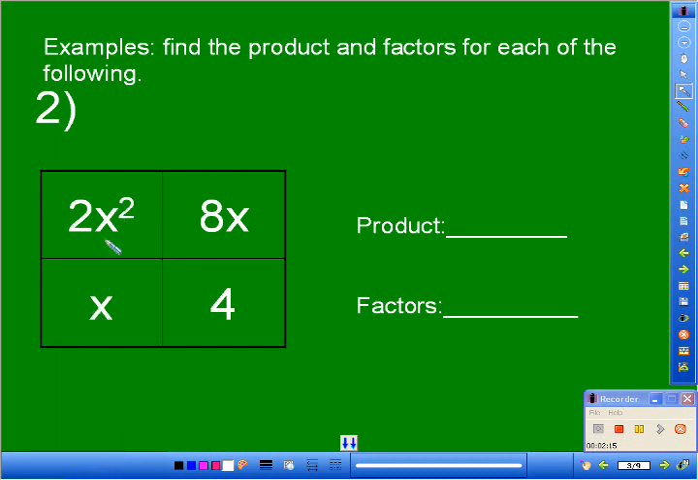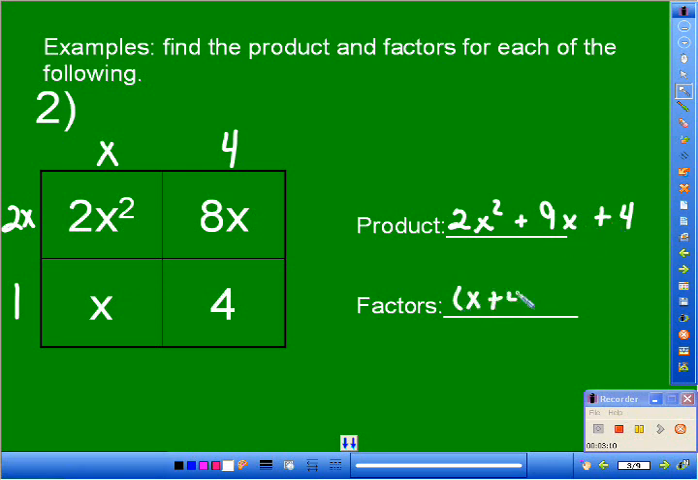When I look down, I see a common factor of x, a common factor of 4. When I look across, I see a common factor of 2x, but here the common factor is 1. So my product, remember, is the inside part of the box, so I have 2x squared plus 9x plus 4. My factors are on top, which should be x plus 4 and 2x plus 1.